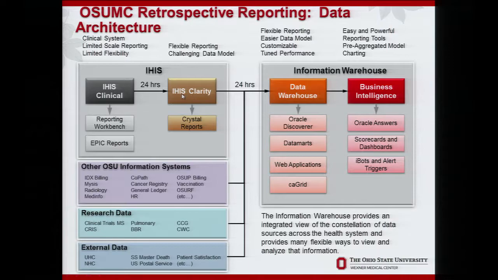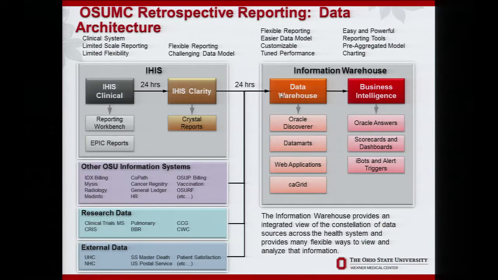So every 24 hours, we move it over to what we call IHIS Clarity. So that's a SQL database. That's what you're more familiar working with. That's the 16,000 tables, and think of each table as a single Excel document that could have 0 to tens of millions of rows within it.